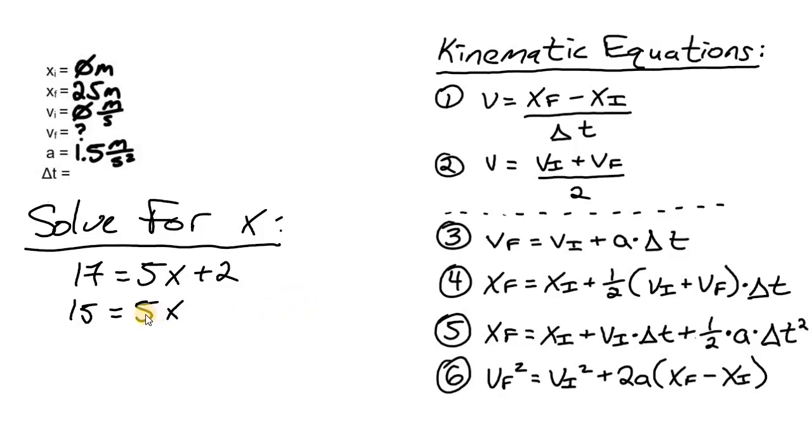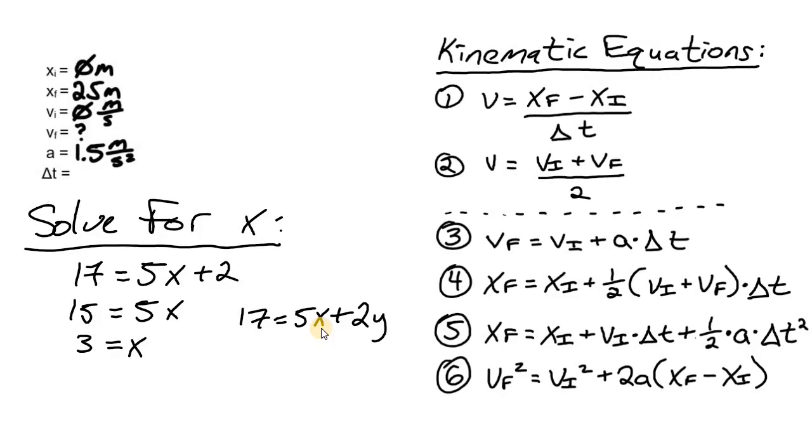Now what we have is a 5 being multiplied by x. How do we get rid of a multiplication of 5? We divide both sides by 5, and we simply get 3 is equal to x. And we were able to get a value for our x. Now let's do the same thing here. Now, let's get a value for x.